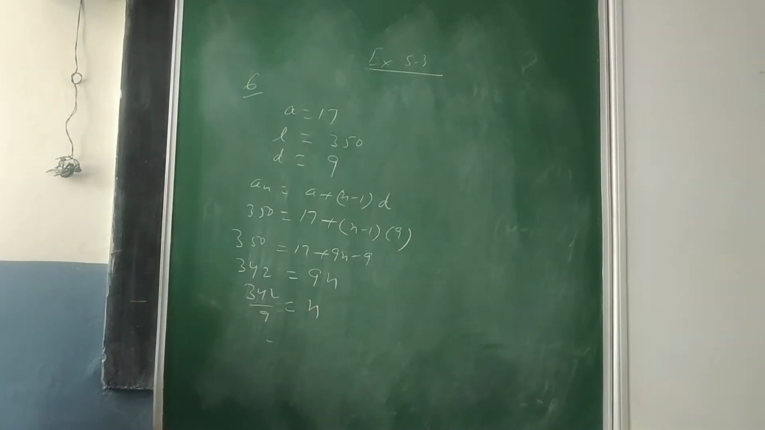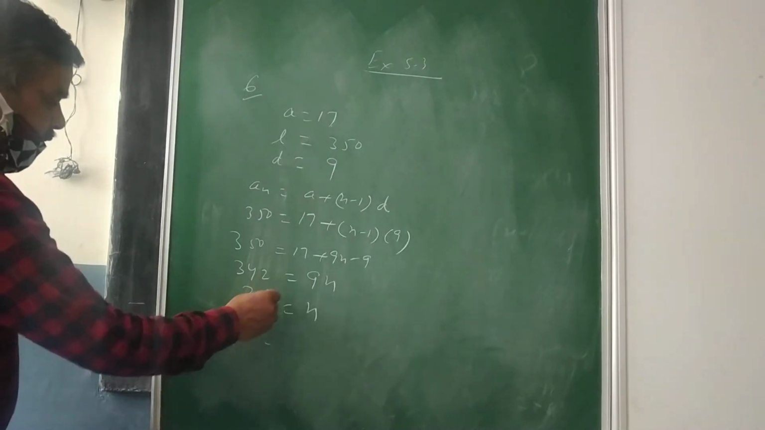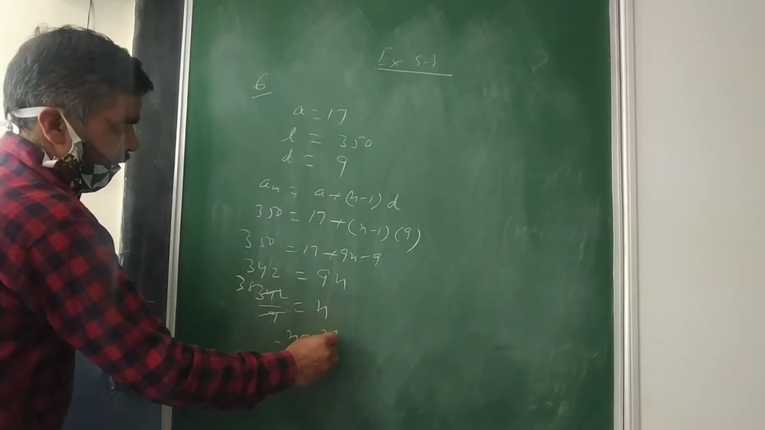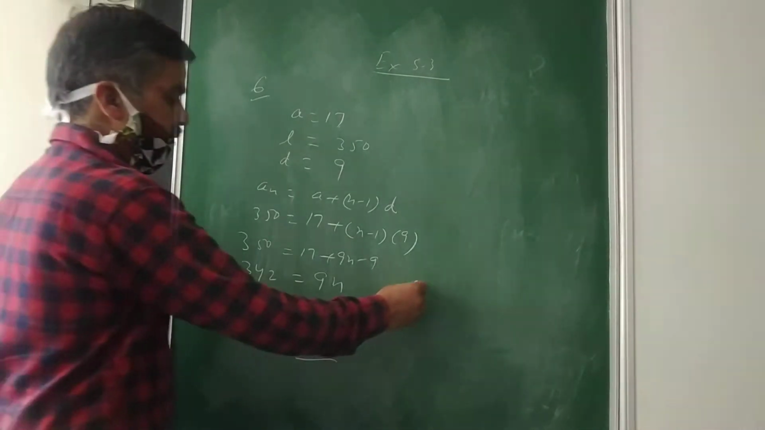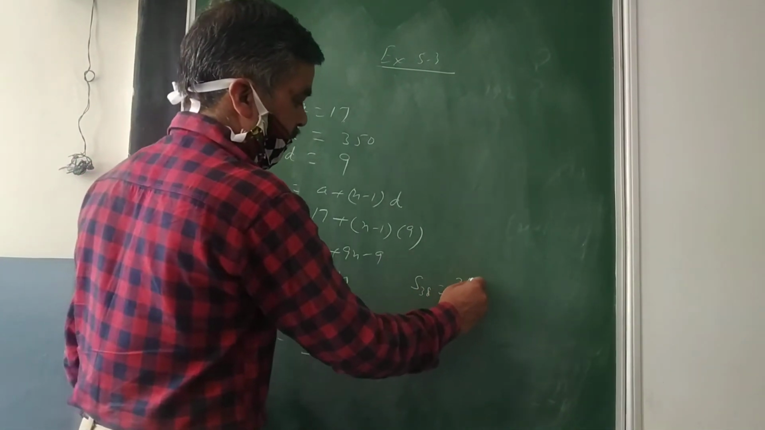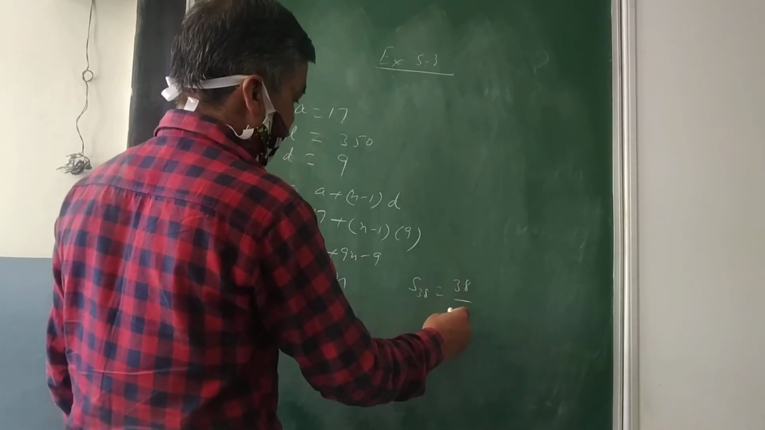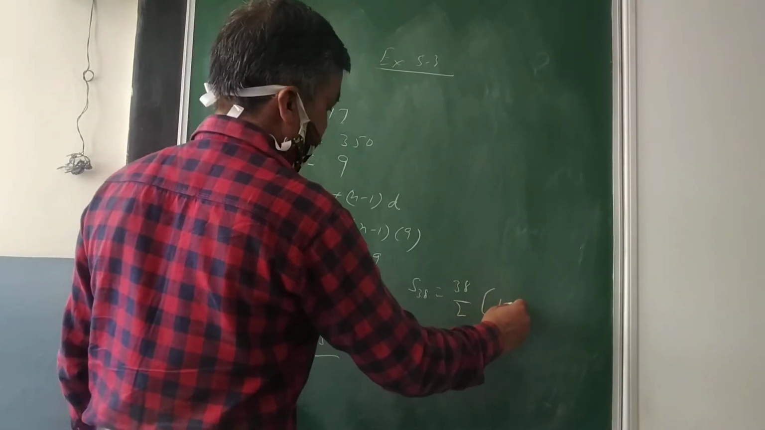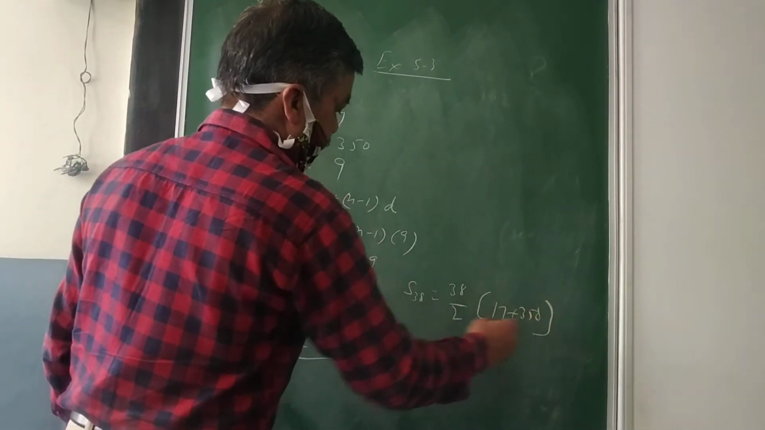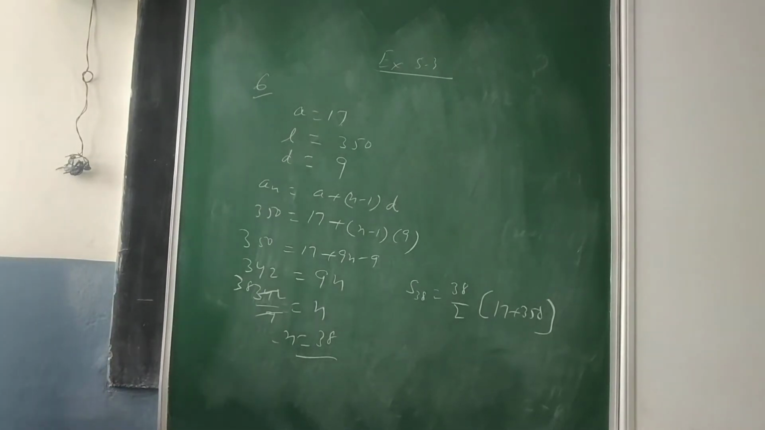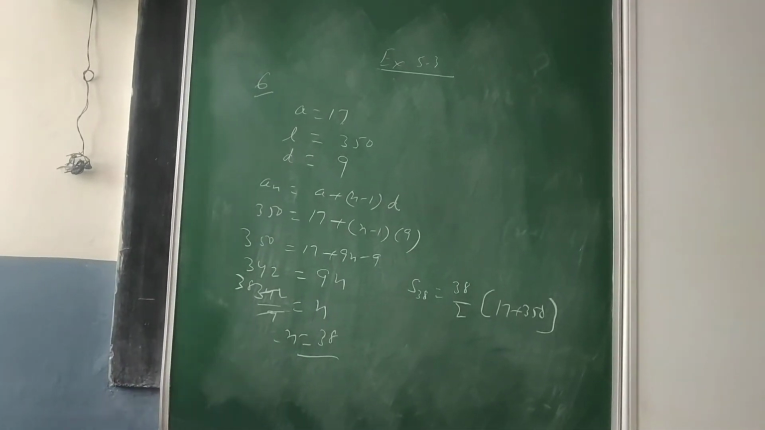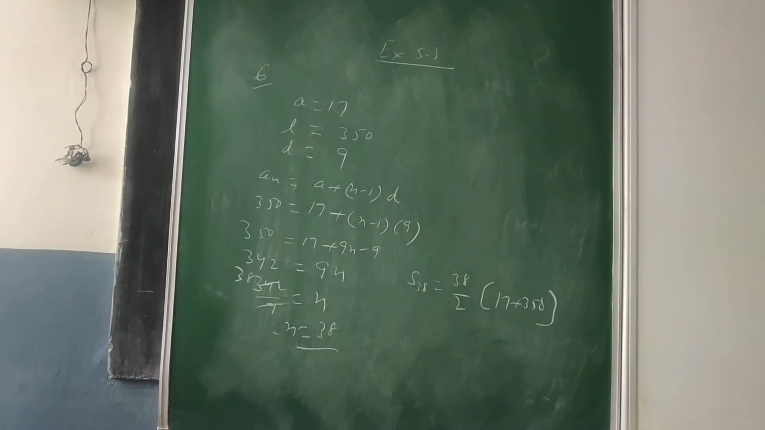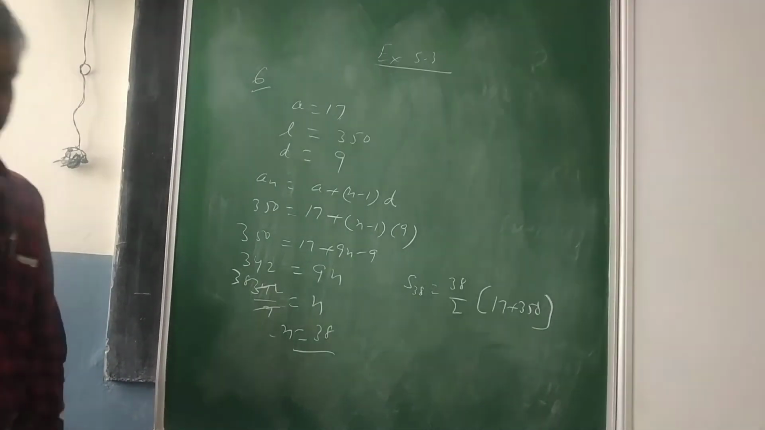So 9 3s are 27 and 9 8s are 72. This gives you n is equal to 38, and then you can calculate S38 by putting n by 2 into a plus l. So directly you substitute 17 plus 350 to get the value of S38, and check the answer, that is coming somewhere equal to 6973. So please do the calculation and check the answer.